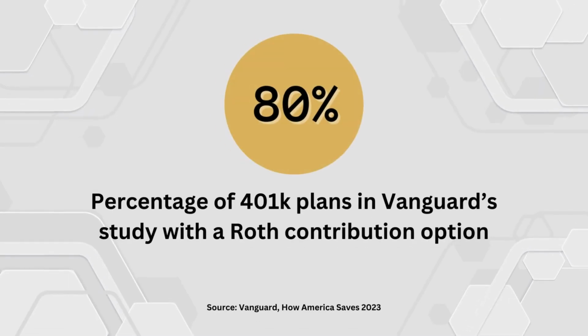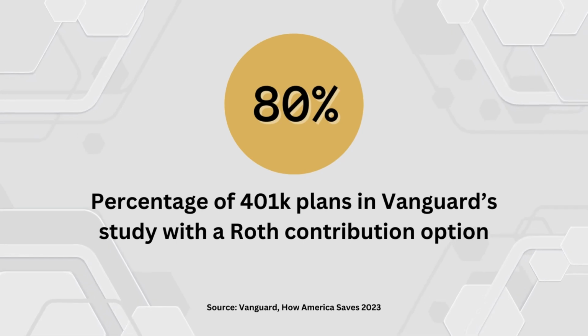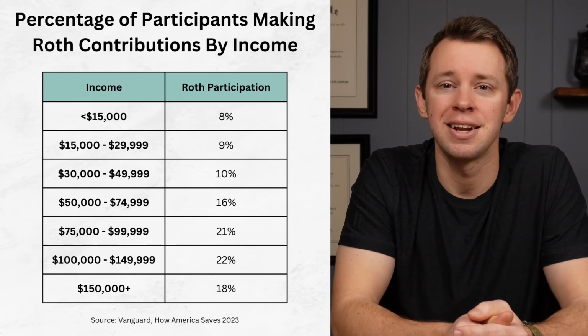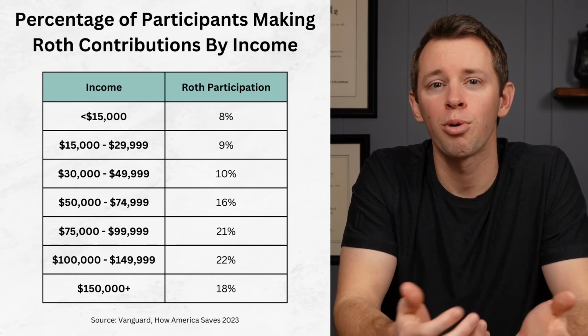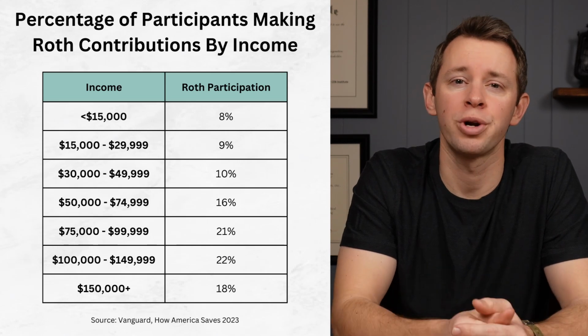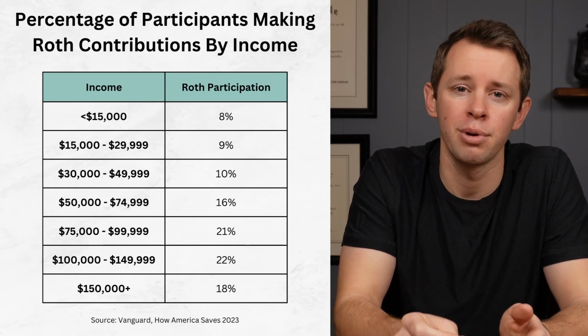80% of plans in Vanguard's study had a Roth option, so most people are given the choice of making pre-tax contributions or Roth contributions. Only 17% of participants are making Roth contributions according to Vanguard, and when we break it out by income, this is really surprising to me, because it's the opposite of what it should be. A larger portion of high-income employees are making Roth contributions, while the vast majority of low-income employees are making pre-tax contributions.